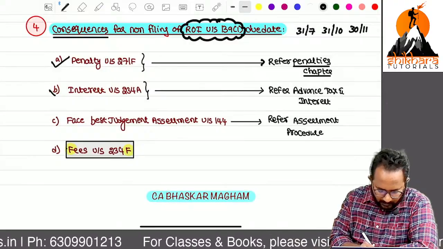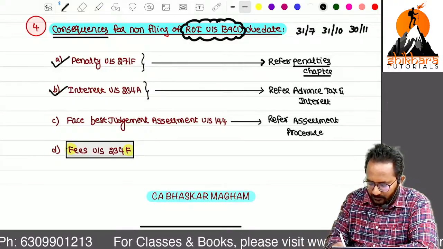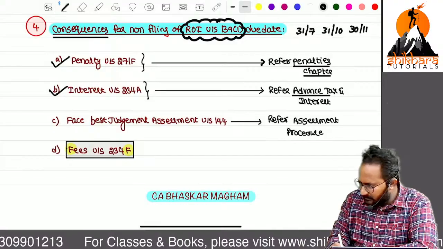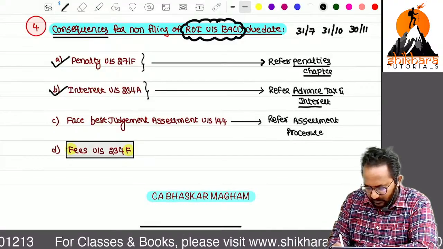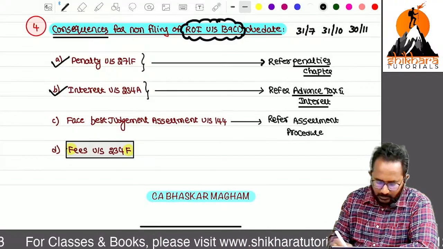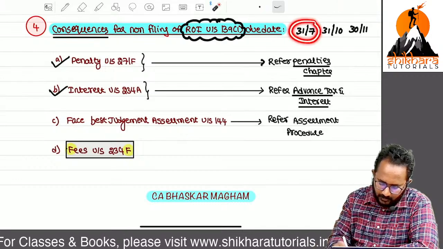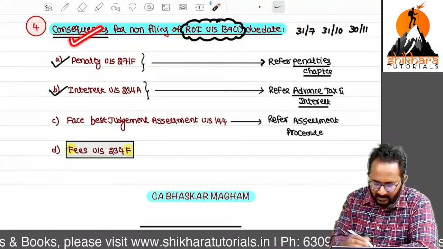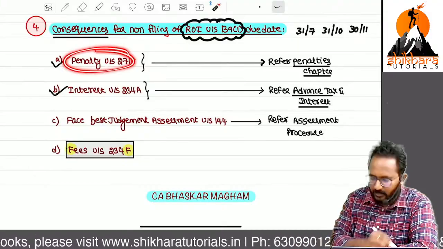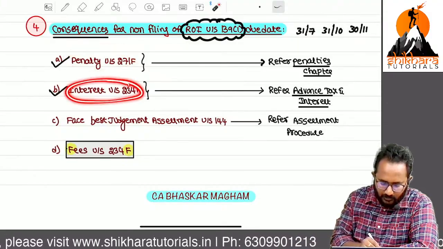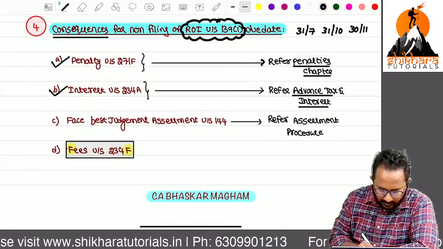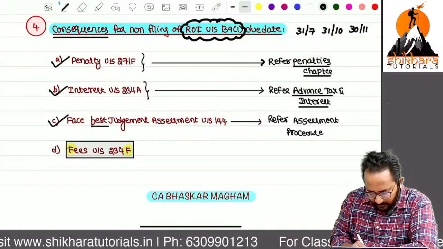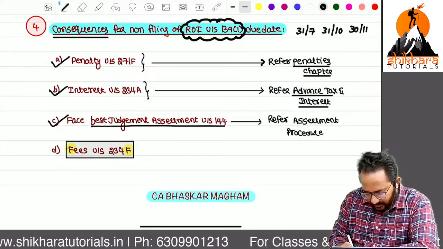Next, interest under section 234A, from the advance tax and interest concept. If you have not filed the return of income on or before the due date, that means you filed the return in a late manner, you are required to pay a penalty, and interest also you are required to pay. Next one, which assessment? Best judgment assessment.